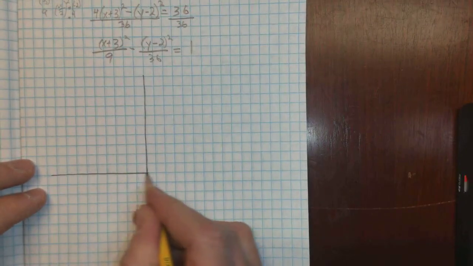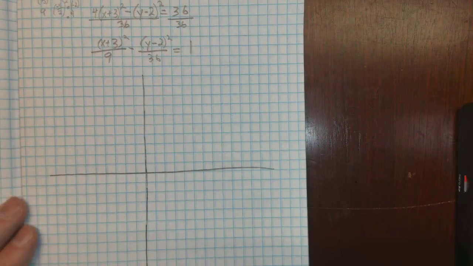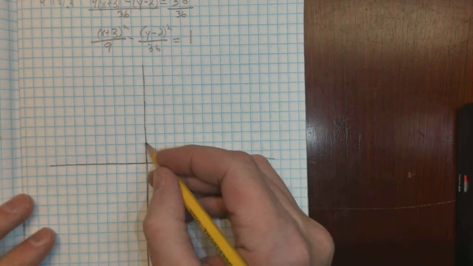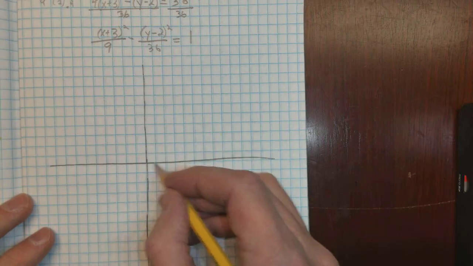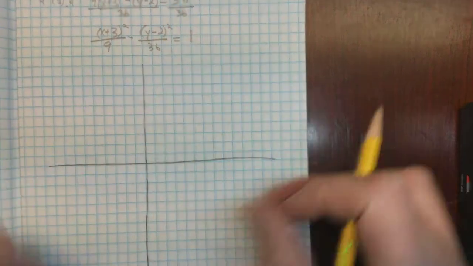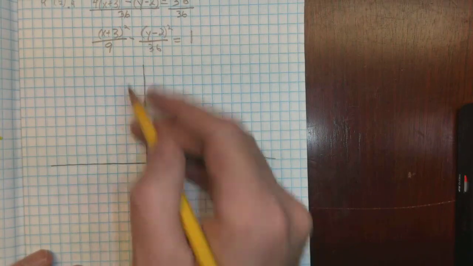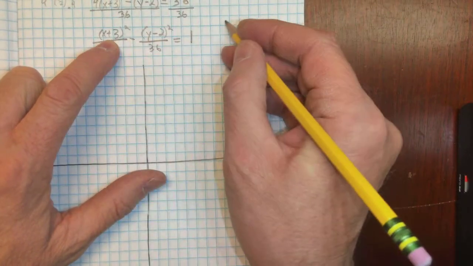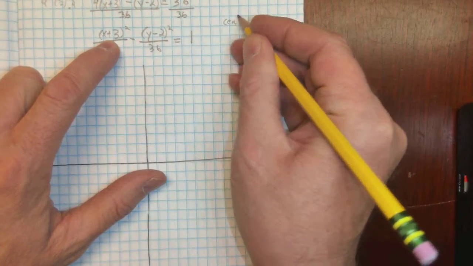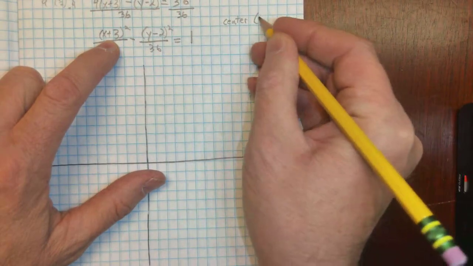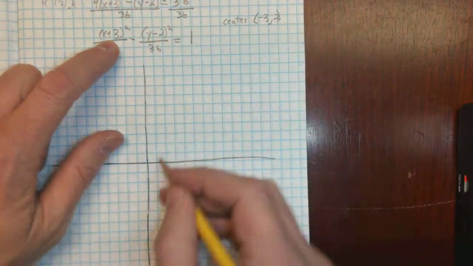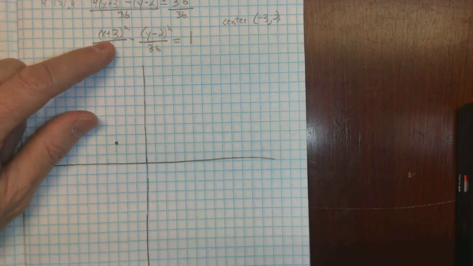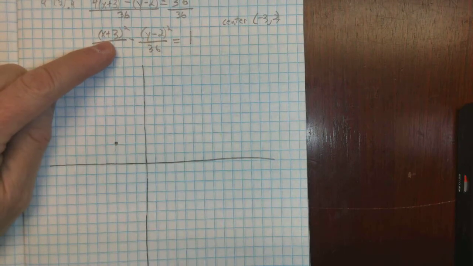I've never made it big enough. I'll make it bigger this time. So 1, 2, 3. My transversal is going to be horizontal, but I need to center it at negative 3, 2. So I'm going to put the center at negative 3, 2. 1, 2, 3, 1, 2. There's the center of my hyperbola.